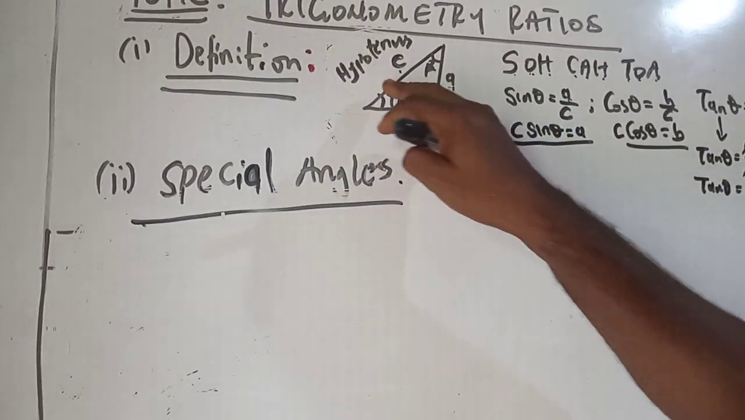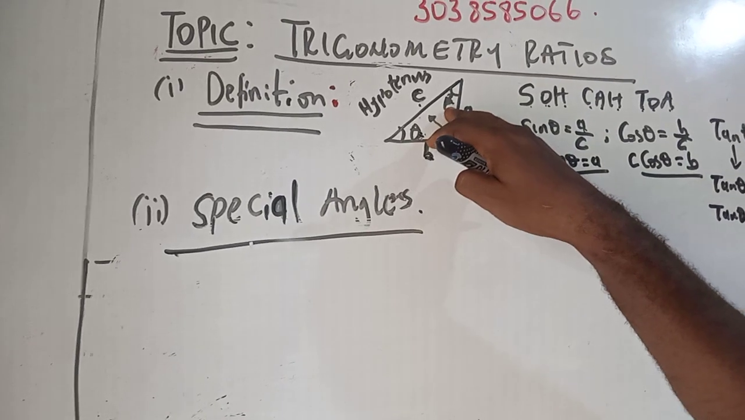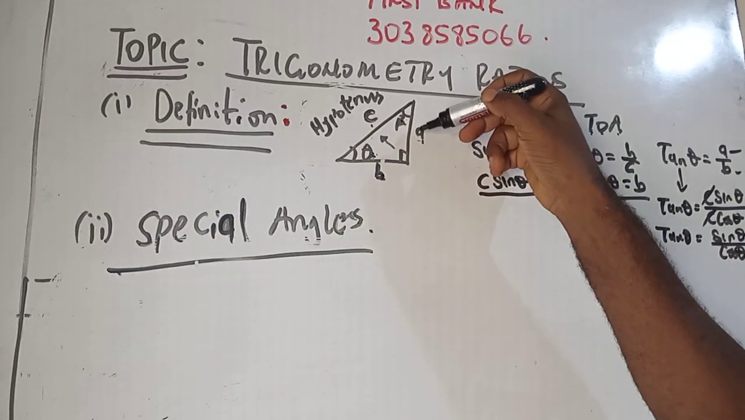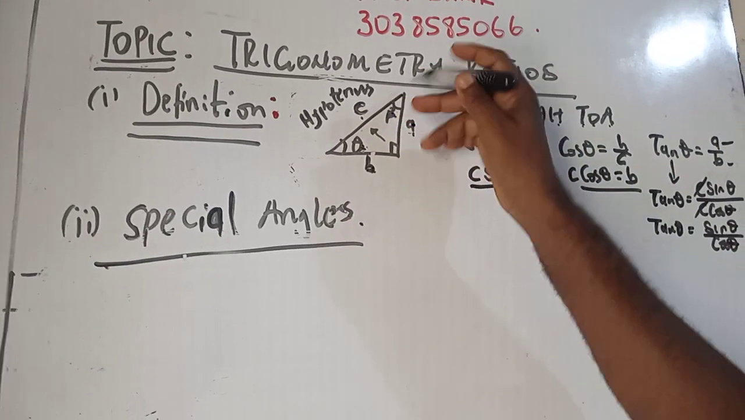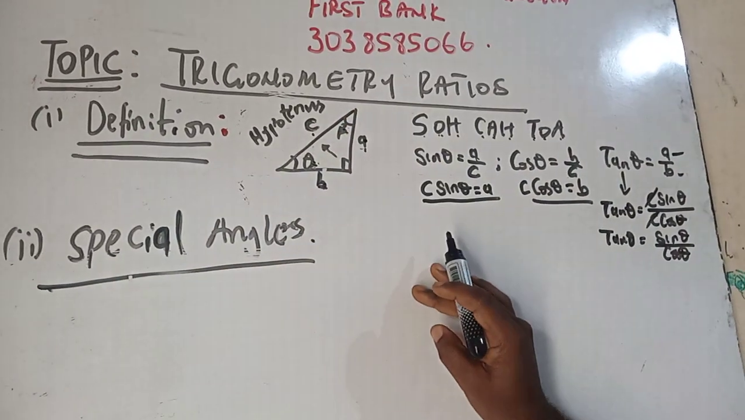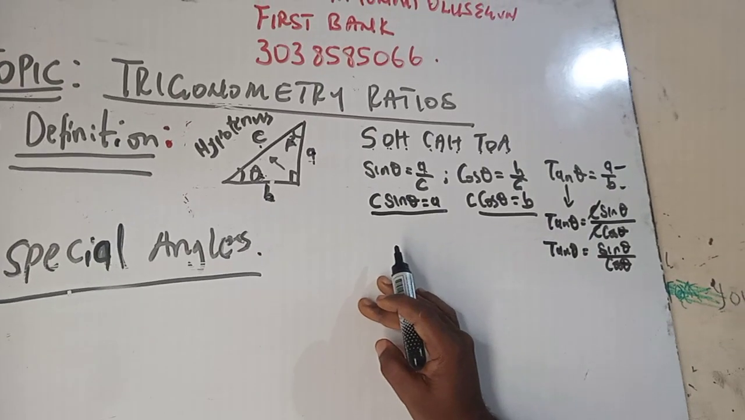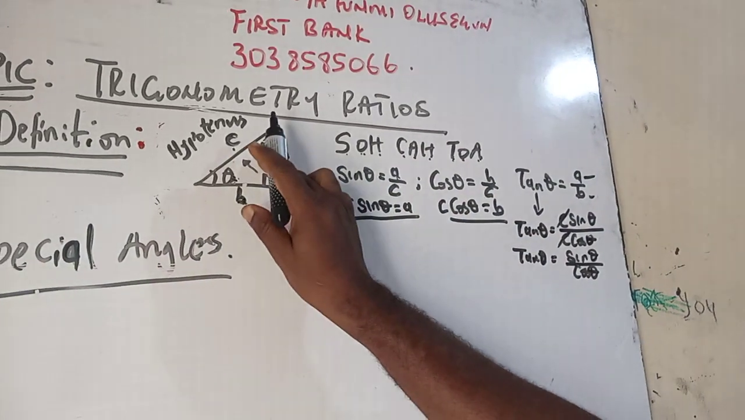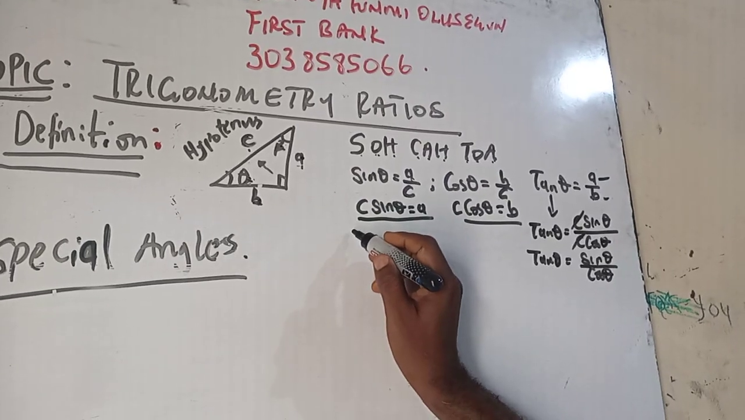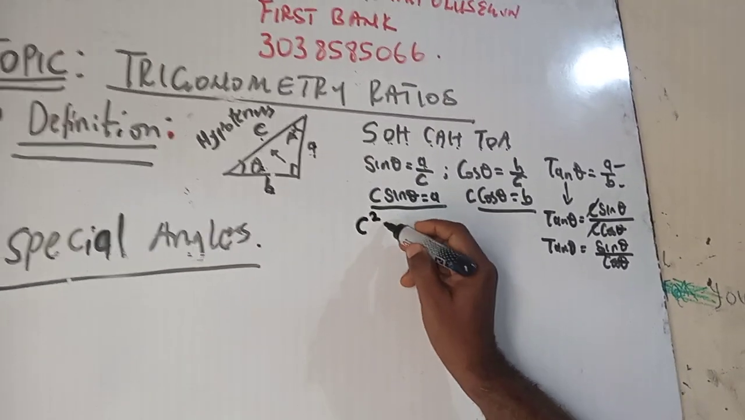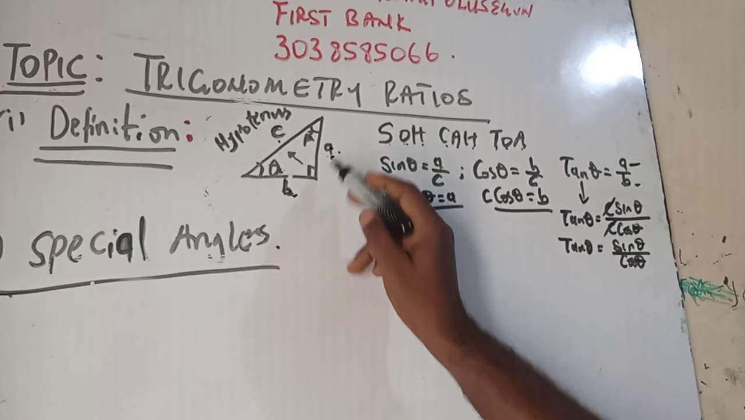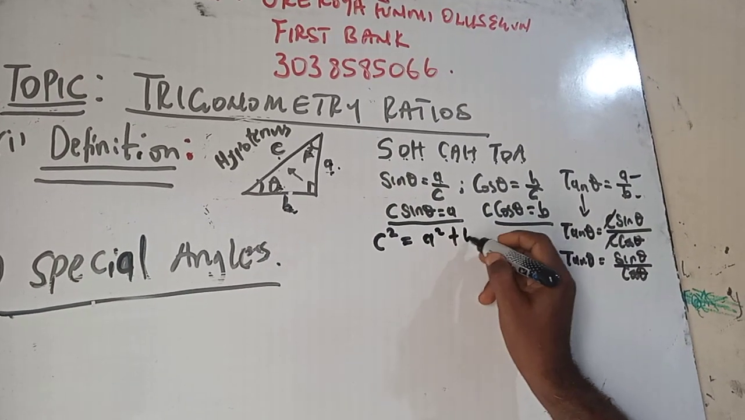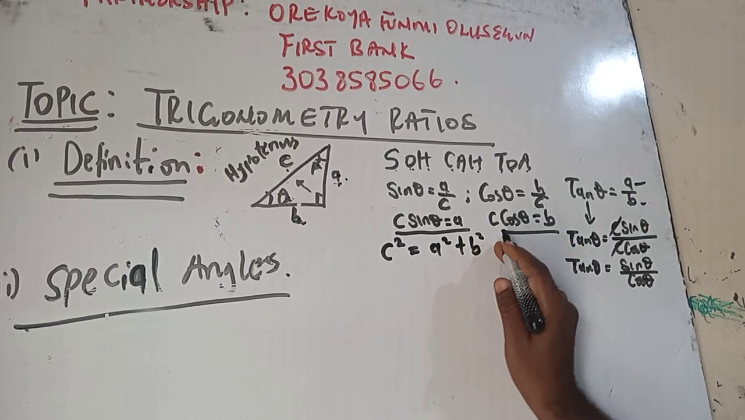What I have done for this angle theta, I can equally do for angle beta. The opposite of beta is B, its adjacent is A, and the hypotenuse is C. You can go ahead and find the expression for the angle beta. Now, I also want us to take note of something. According to Pythagoras theorem, this side C, when you square it, is the sum of these other two sides. That's side A square plus side B square.